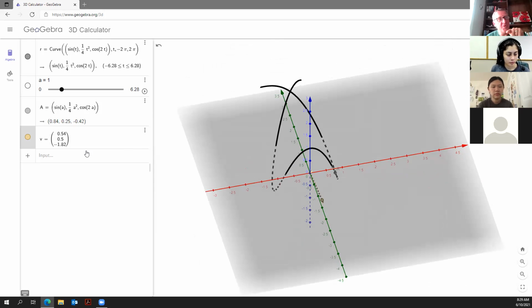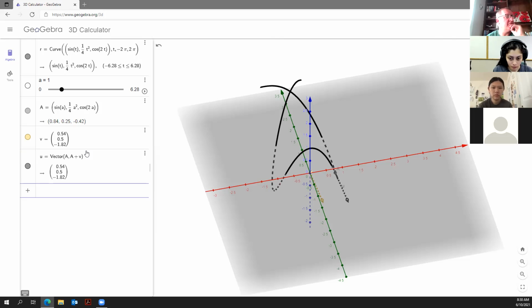So let me do something fun here. I'm going to take that vector and move it over to A. Notice it says start point and end point. So here's something tricky I figured out. I want to go from the start point A, and then add my vector V to it. You see how that moved it into the right position? That's one of the reasons for vector addition.